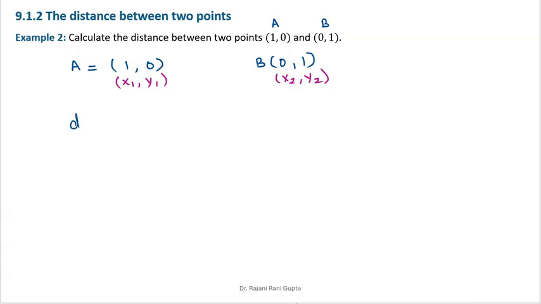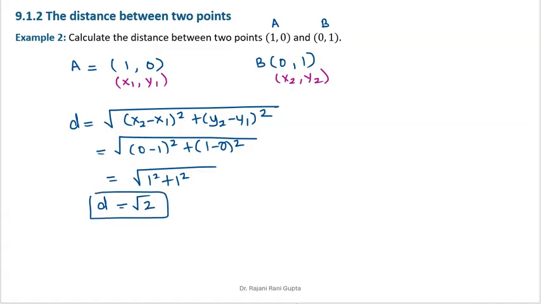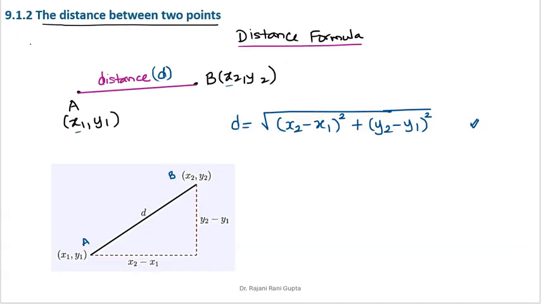Okay, so by the distance formula, we have root of x2 minus x1 power 2 plus y2 minus y1 power 2, which gives you x2 is 0, so 0 minus 1 power 2, and 1 minus 0 power 2. Which is nothing but 1 square plus 1 square, root 2. So yes, this is the distance between 2 points. In this way, you can use this distance formula to find the distance between any 2 points. So it is important to memorize this rule.